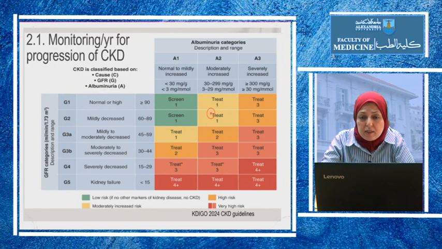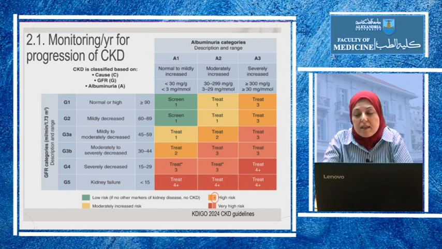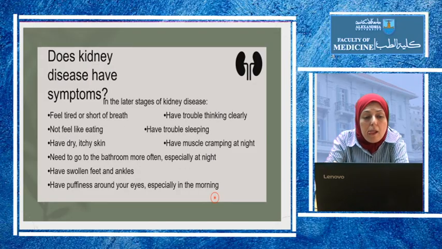You start treating any patient with an albuminuria that is above A2, or above 30 milligram per gram, and GFR that is below 60. He needs to be treated as a CKD patient, and the frequency of monitoring increases as the GFR decreases and as the albuminuria increases.